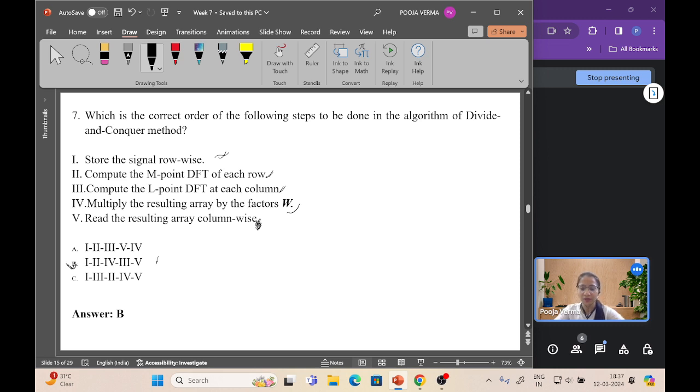Just remember this one. If you are storing the signal row wise, then compute the M point DFT of each row, then multiply by the phase factor, then compute the L point DFT of each column, then we read the resulting array column wise.